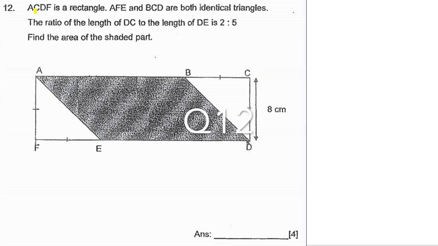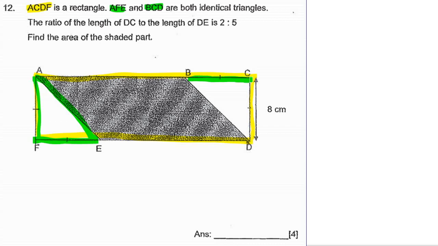Okay, for this question, we know that ACDF is actually a rectangle, which means here. And then AFE and BCD are both identical triangles. Over here is a triangle. They are both identical. Okay. And it says that the ratio of the length of DC, you see, D and C, is 2 over 5 to that of the DE.